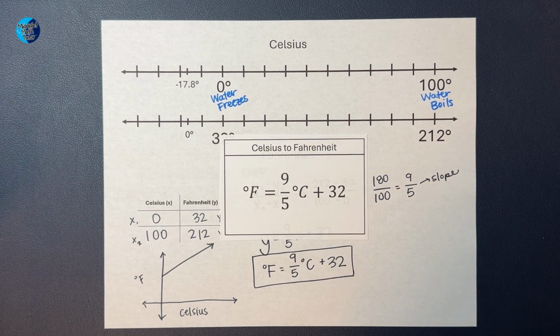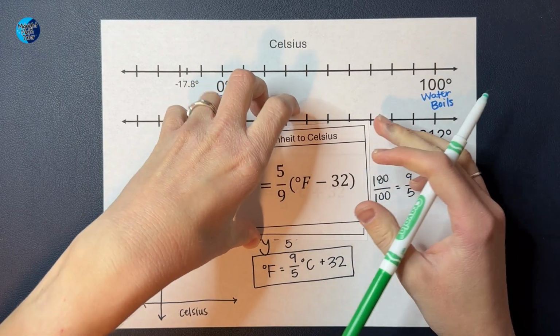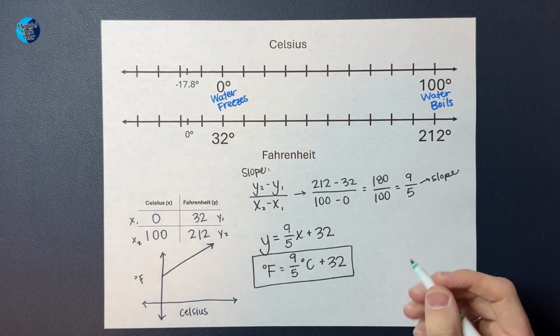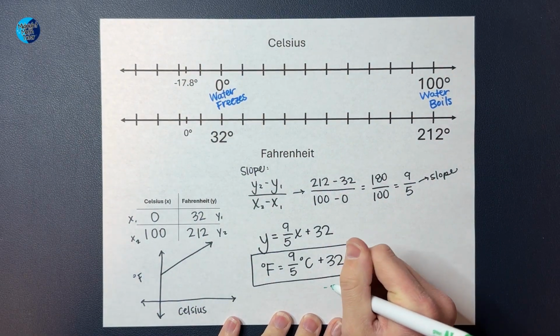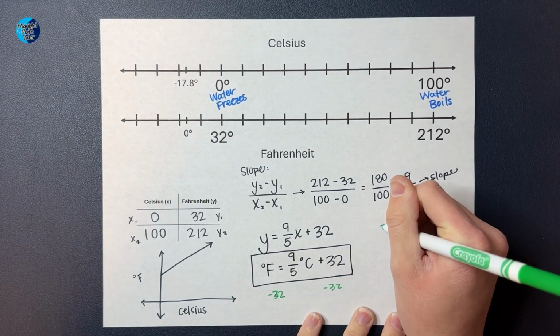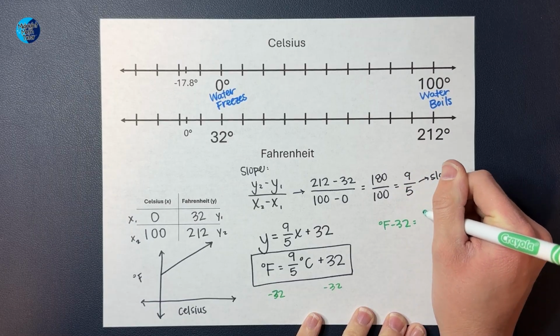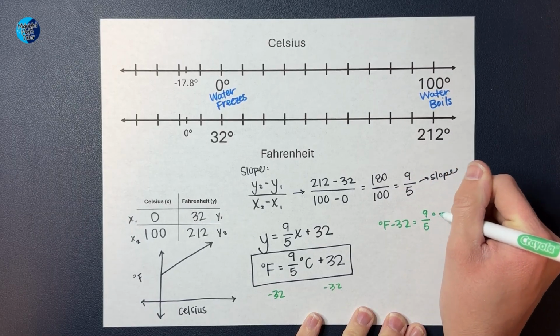So how do we get the other one? Well, all we have to do is solve for C instead of F. So we just need to get C alone. So in order to do that, I would go ahead and subtract 32 from both sides, right? And I would get degrees Fahrenheit minus 32 equals 9/5 degrees Celsius.